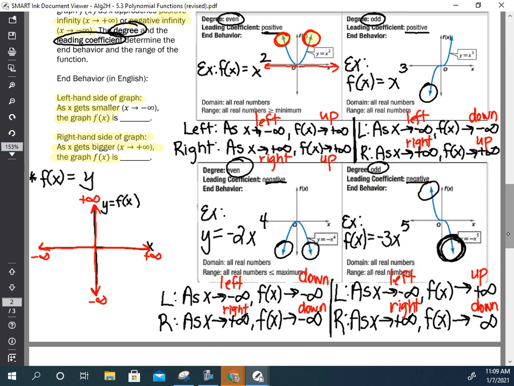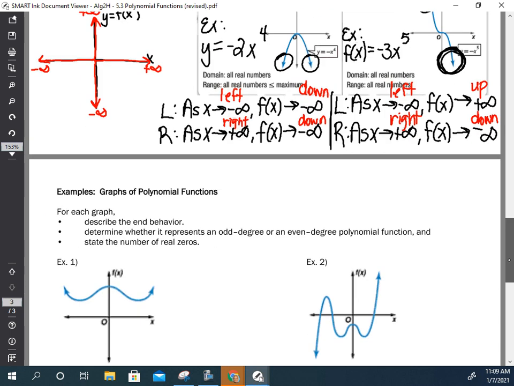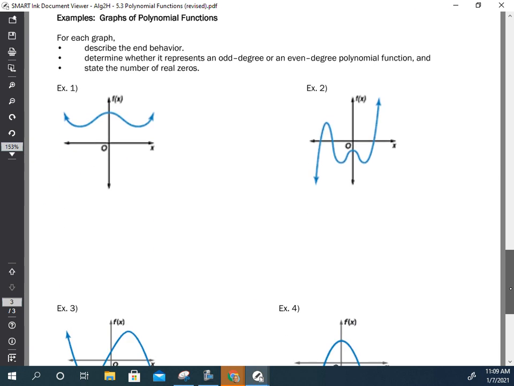So what we're going to do with the remaining bit of time is practice looking at a graph, identifying the end behavior, identifying what kind of degree it could be, and identifying how many zeros it has. And that's how we're going to finish today.